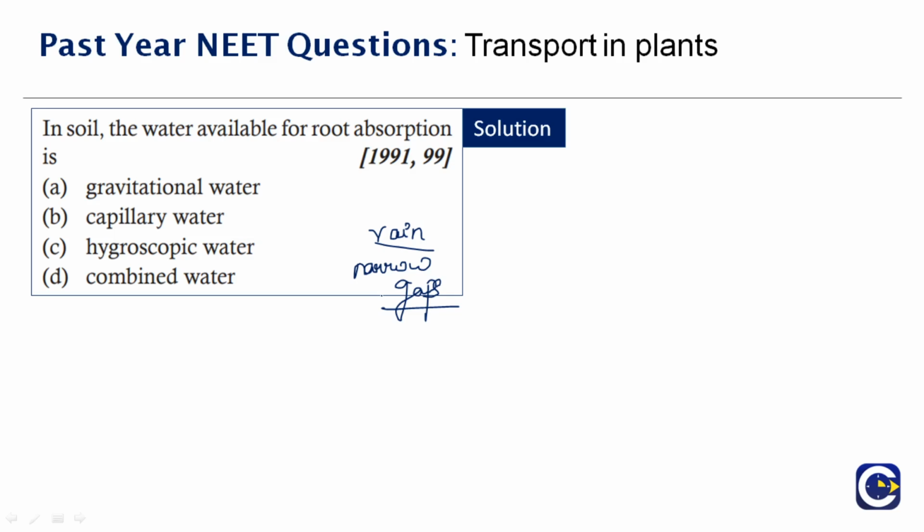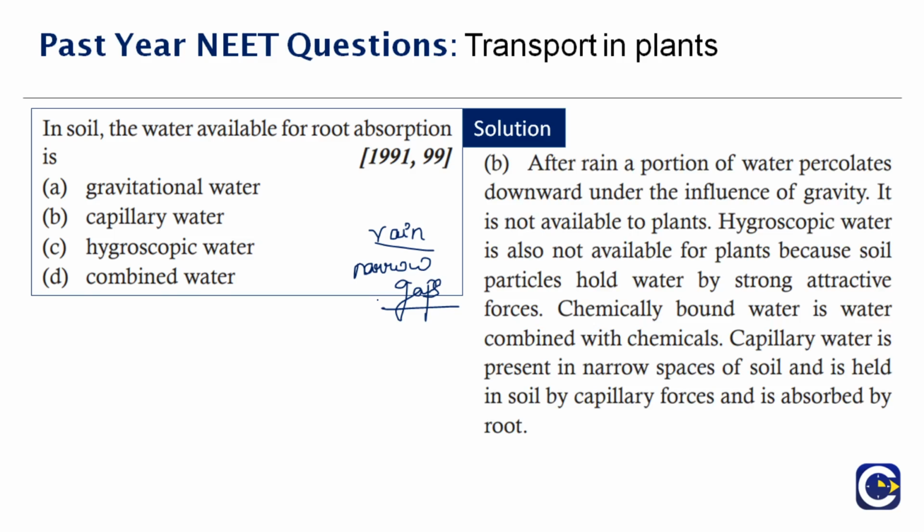Capillary water is present in the narrow spaces of the soil and it is held in the soil by the capillary force, and therefore it becomes easy for the plant to absorb. The correct answer to this question is option B, capillary water.